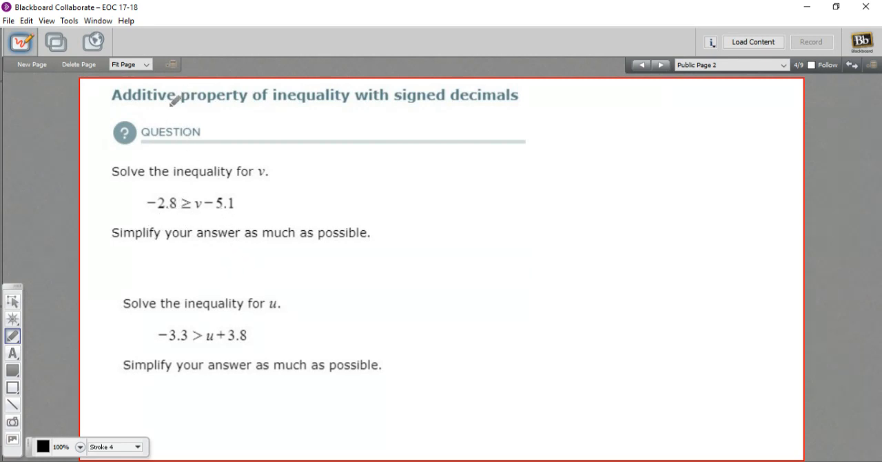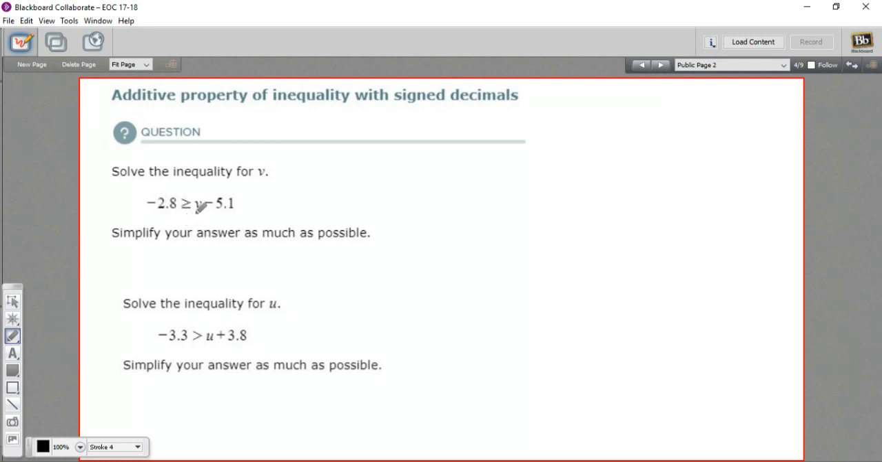In these problems, we're applying the additive property, and that's just a fancy way of saying you're allowed to add the same amount to both sides of the inequality sign. As long as you're adding the same amount, it's cool. Or subtracting, because really adding and subtracting are pretty much the same thing. Subtracting is just adding a negative number. So let's see how this works on this first one.